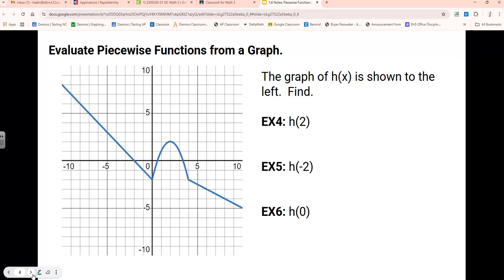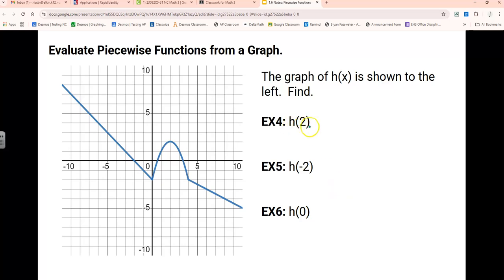Okay, let's talk about how to do this if you only have a graph. So here the graph h of x is shown, and if I only have a graph, then I need to be able to evaluate this just from the graph. So I can't plug in the numbers here because I don't have the functions. So I would have to just go from the graph.